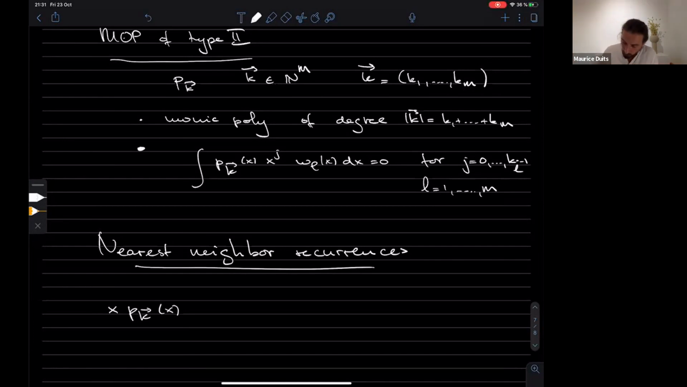But actually, which one is it? Well, it's k plus 1, but there are actually quite a few candidates to get a polynomial of a degree 1 higher. You could, for example, say I take the p_k, and I add an e_j here. These are the canonical vectors. So e_j is just the canonical vector that has zeros everywhere, but at the jth location a 1. So I can raise the degree in m different ways.